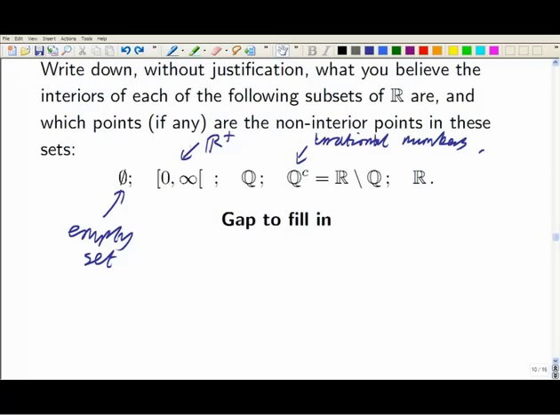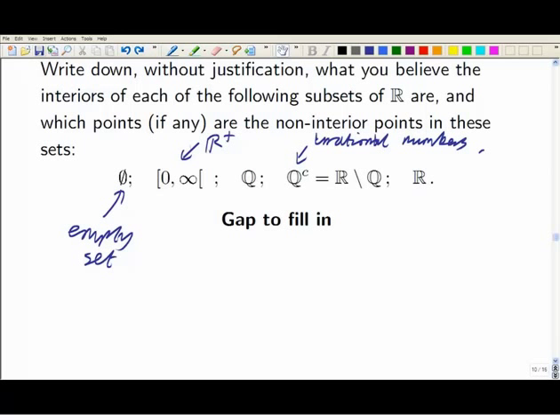Any questions on what I just said? I'm sorry that I can't write it, but it looks like my machine has crashed. Any questions on that example? Yes? Non-interior points. So, that's right.